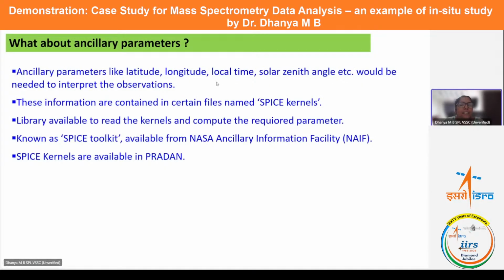Once you have the SPICE kernels, you install the SPICE toolkit from NAIF. And then you can use any programming language of your choice like C, Fortran, IDL, MATLAB. Even in Python, it is available. Then you can start processing the kernel files.